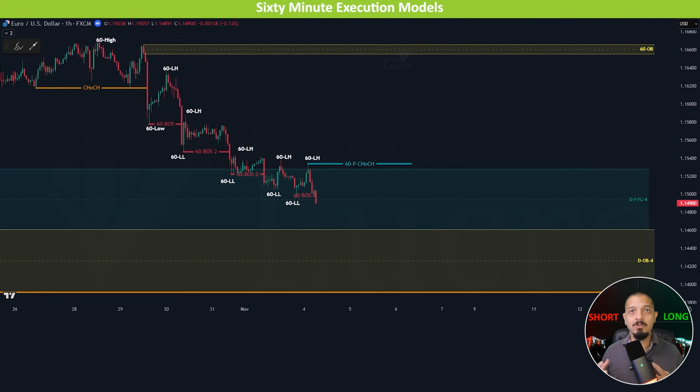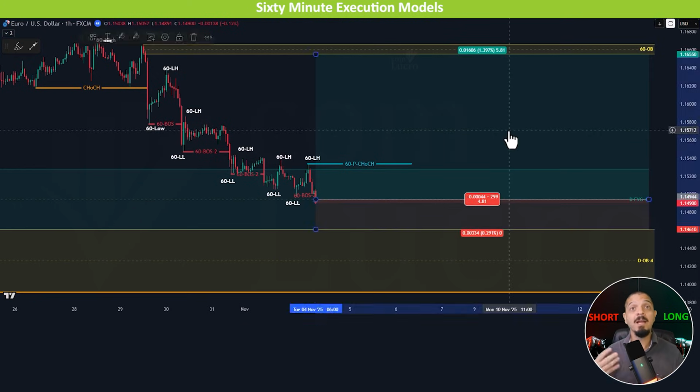The first type of entry comes directly from the daily context. When price taps the 50% level of the daily fair value gap, we prepare a buy order targeting the order block on the 60-minute chart that created the last change of character to the downside. With a stop loss placed just below the daily fair value gap, the risk to reward becomes 1 to 4.80.